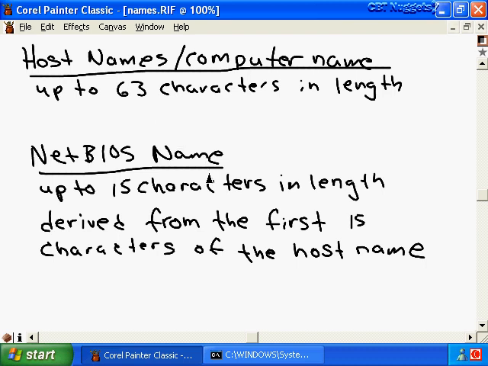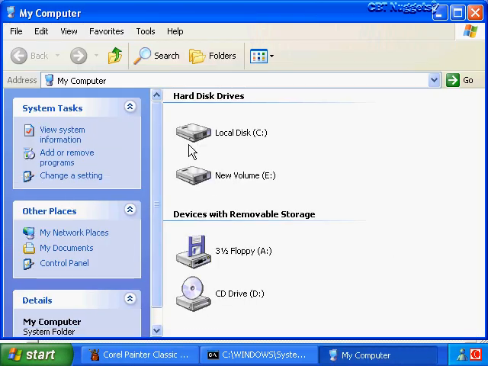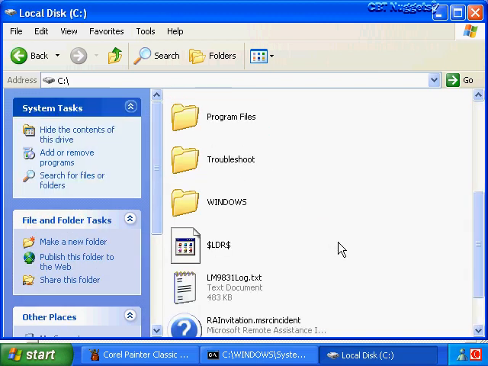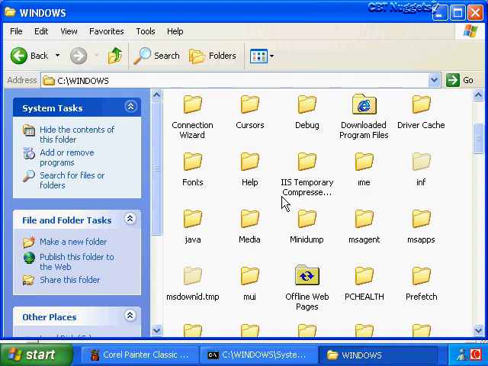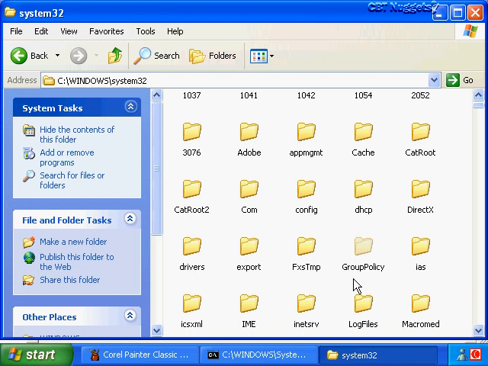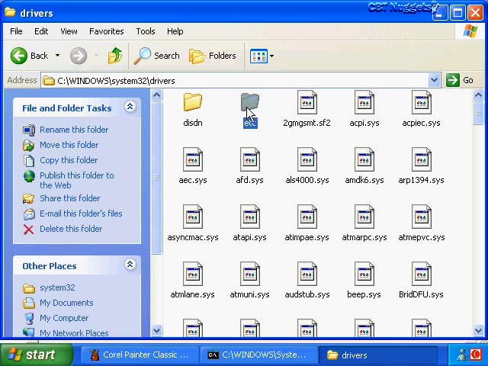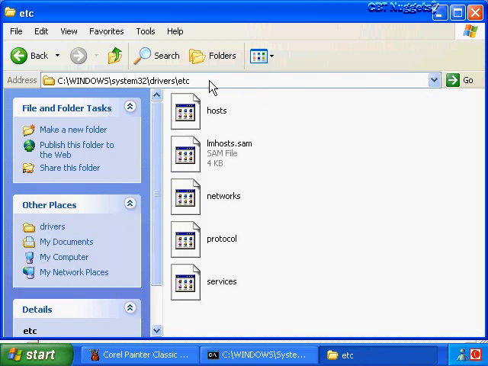Let's take a look at the files first, and they're found on our operating system partition. So let's first click on Start, go to My Computer, open up our C partition, and from here we're going to our Windows directory, and from here we're going to System32, and then from here we're scrolling down and looking for a directory called Drivers. And here we're looking for the folder called etc. And I've got the file path displayed right here in the address bar. These are all default files. You don't have to add these in. The operating system automatically places these files here during the installation.